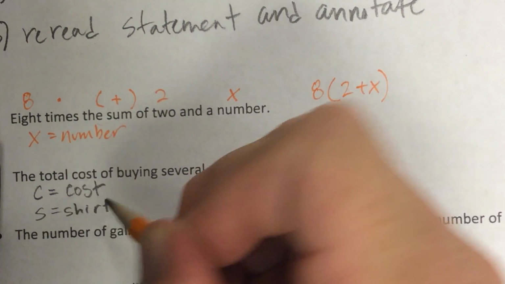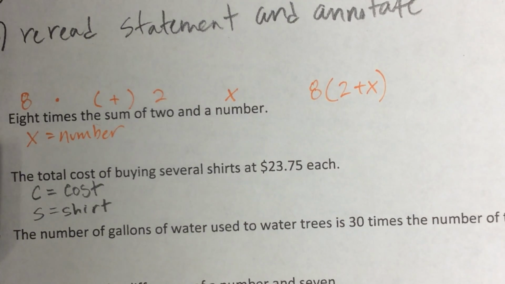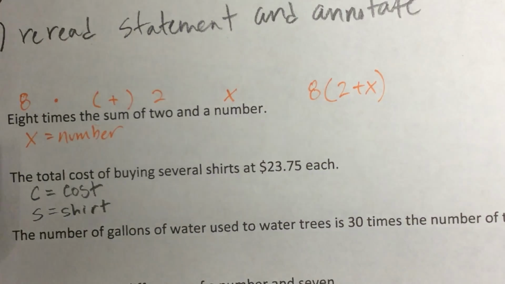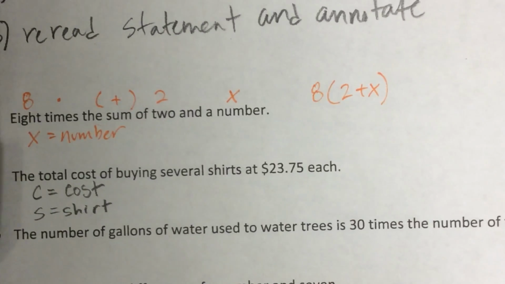Those are two variables. Those are two different things that in this problem could change. Okay, if I buy 2 shirts, then my cost is going to be different than if I buy 4 shirts. So depending on the number of shirts we buy, that's going to affect the cost. So both of those things are variables. So now we're going to reread it and annotate.